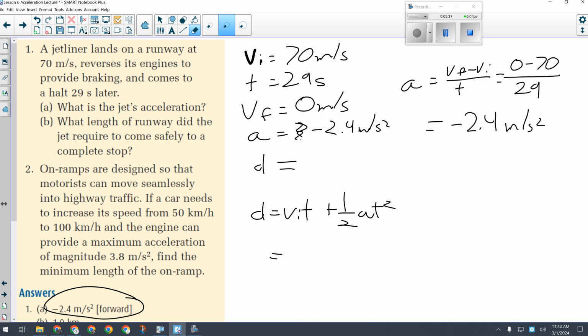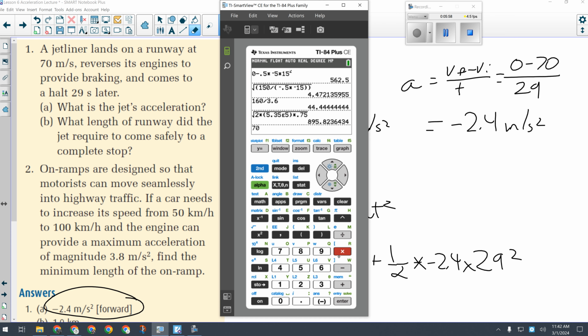and go 70 times 29 plus 1/2 times negative, sorry, it's supposed to be times negative 2.4 times 29 squared. Okay, so I punch all that in. Okay, 70 times 29 plus 0.5 times negative 2.4 times 29 squared.